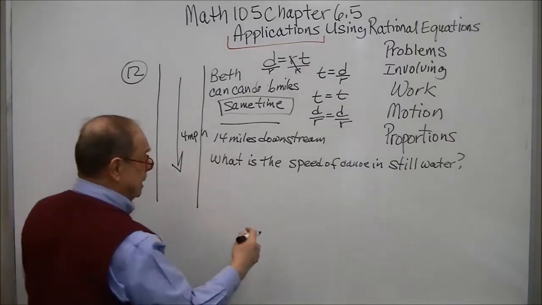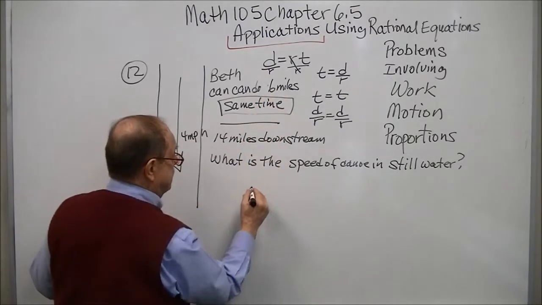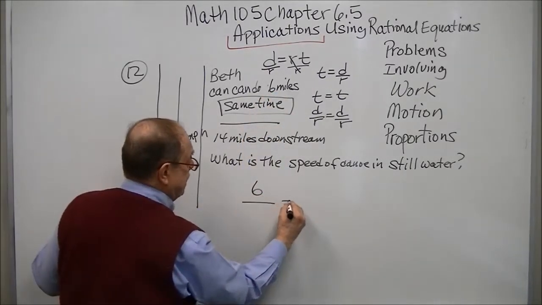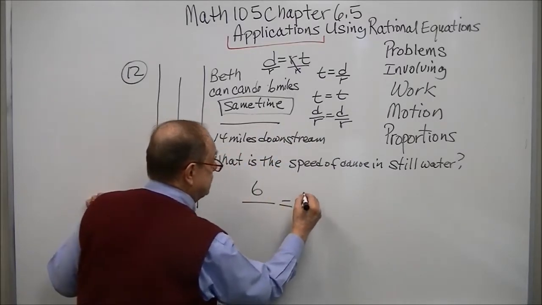So now let's set up an equation. Distance is 6 miles. Distance is 14 miles.